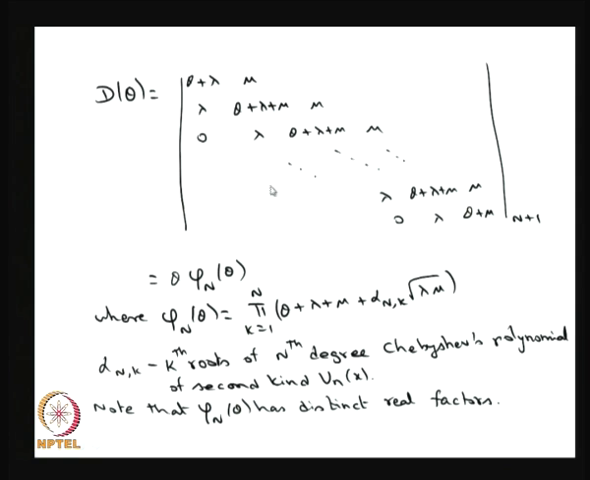For the MM1N model, the birth rates are lambda and the death rates are mu, and you can get this polynomial also in product form: the product of theta plus lambda plus mu times alpha of n comma k square root of lambda mu, where alpha of n comma k are the k roots of the nth degree Chebyshev polynomial of the second kind.